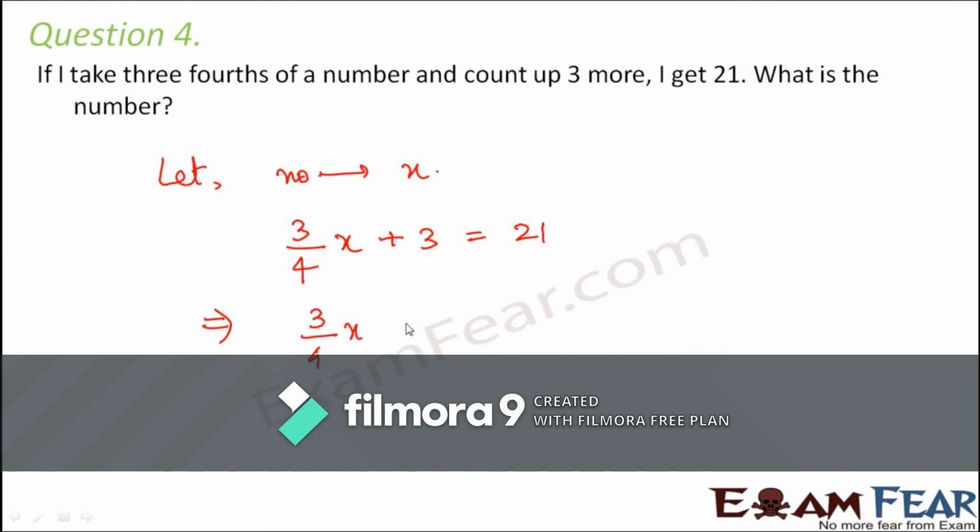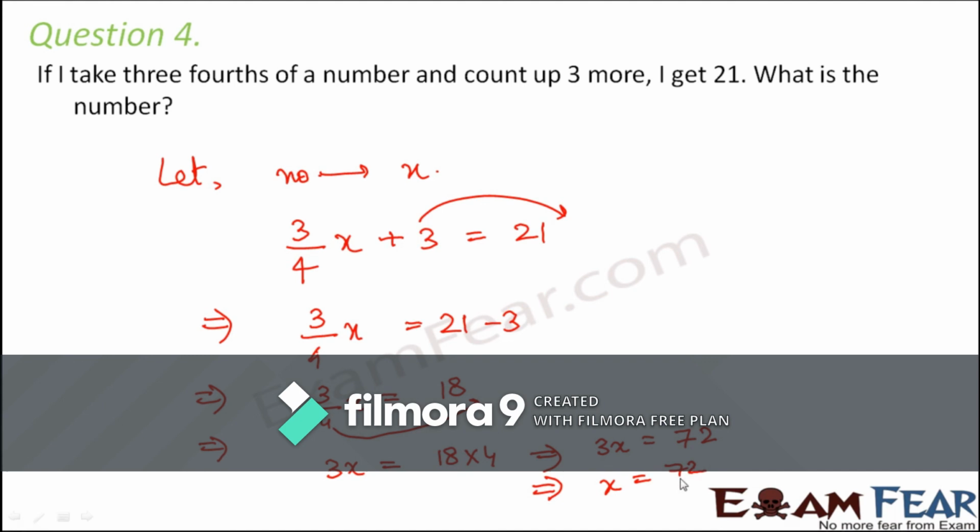So let us first move this 3 to the right hand side, so we get 21 minus 3. So we can say 3 by 4x is equal to 18, or this 4 can move this side, so this becomes 3x is equal to 18 into 4, which is 72, or x is equal to 72 divided by 3. So 3 2s are 6, 3 4s are 12. So x is equal to 24. So the number is 24.